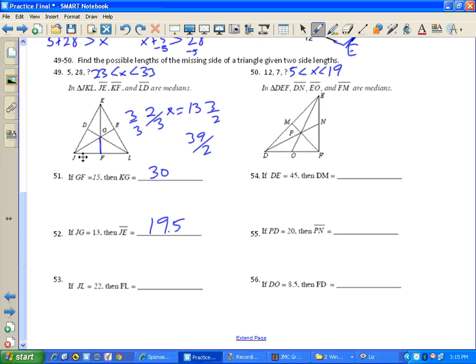JL, this whole thing is 22. They're asking what this is. Well, since all these are medians, this is a median. That means that this is a midpoint. If this is 22, this one would be 11.